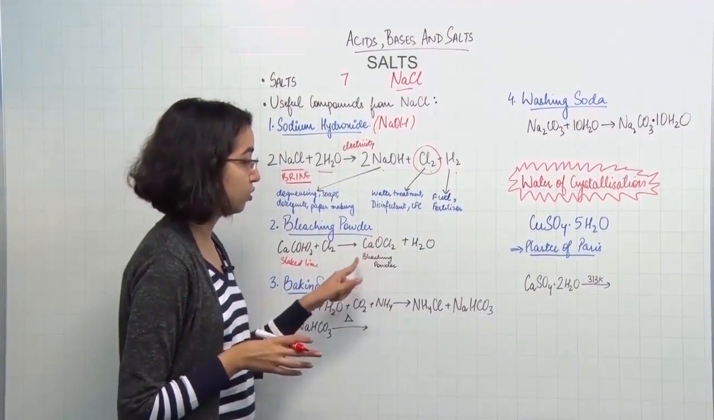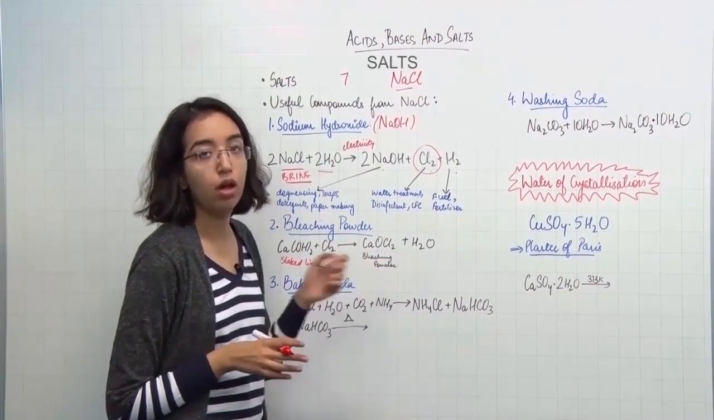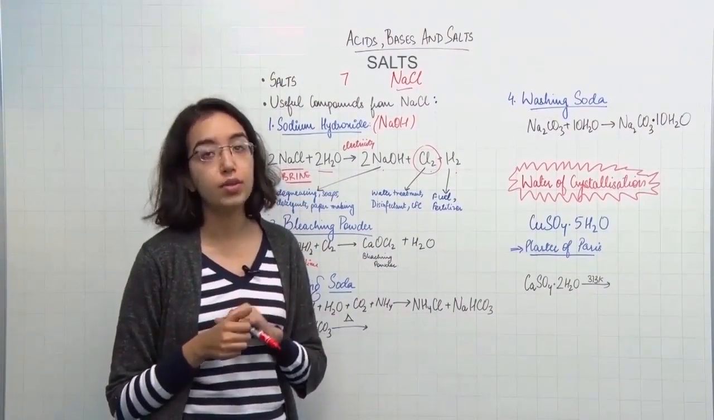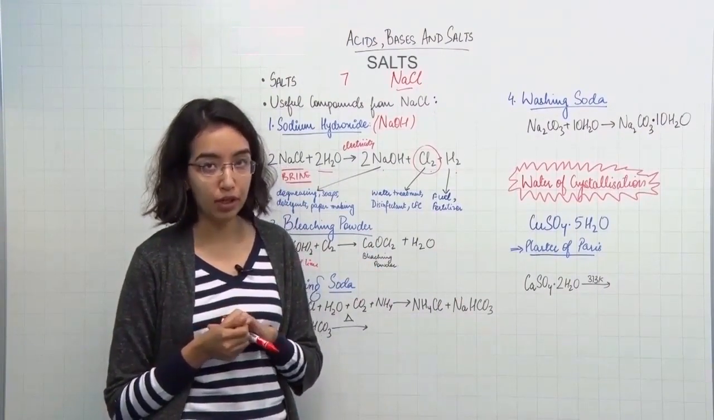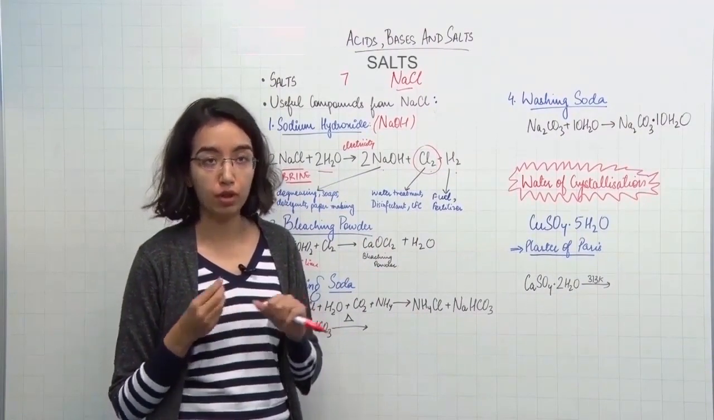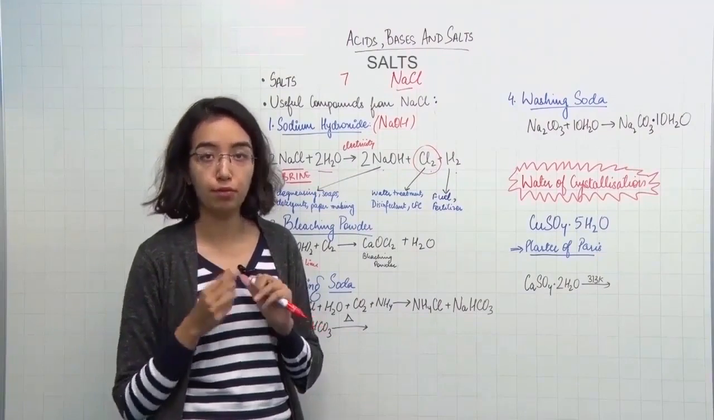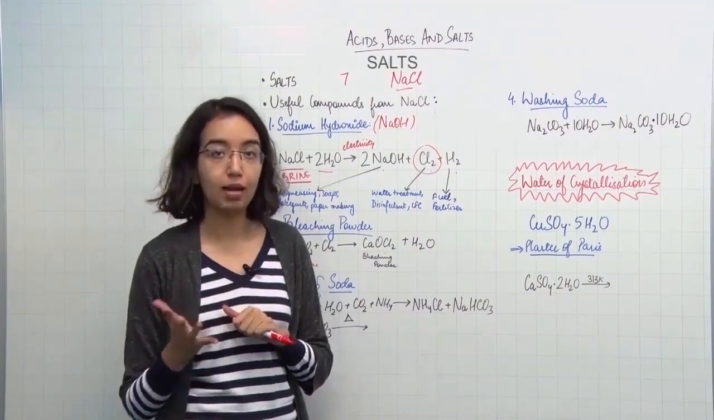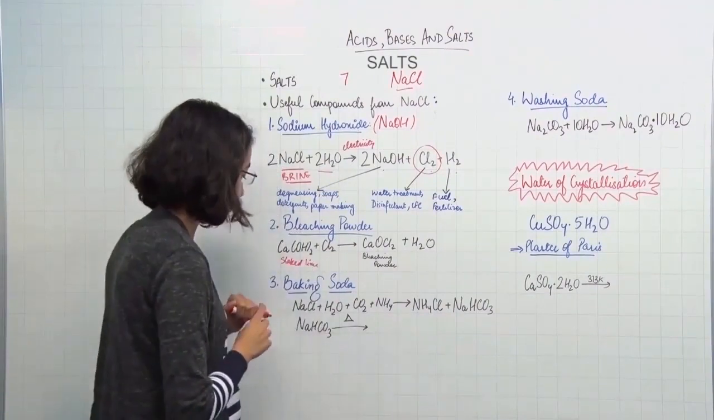This CaOCl2 is called bleaching powder. As the word suggests, bleaching powder is used to remove color. So it is used to remove color in paper industries. It is used to remove color from the fibers of cotton and wool. It is also used as a disinfectant and among many other uses.